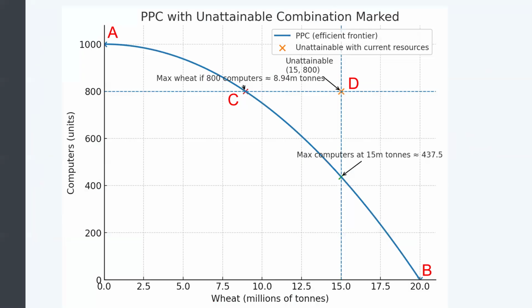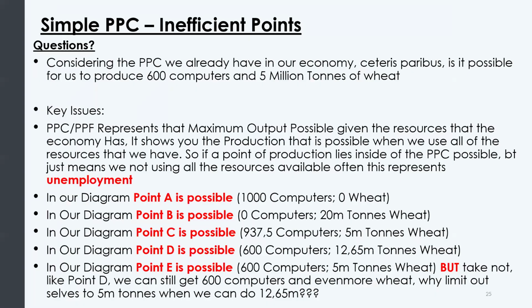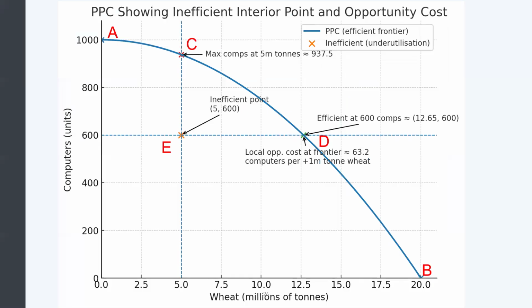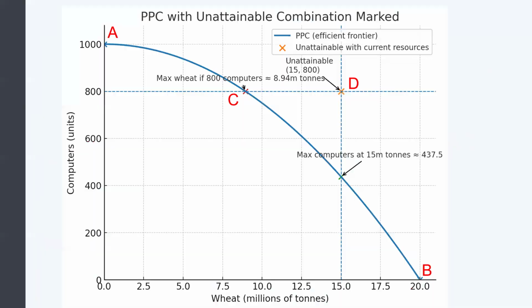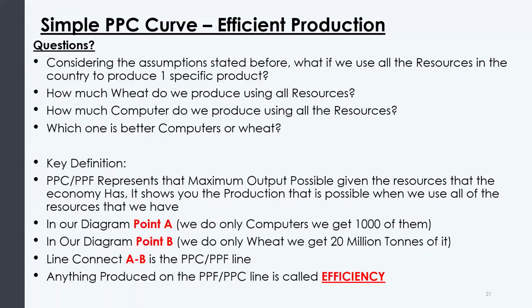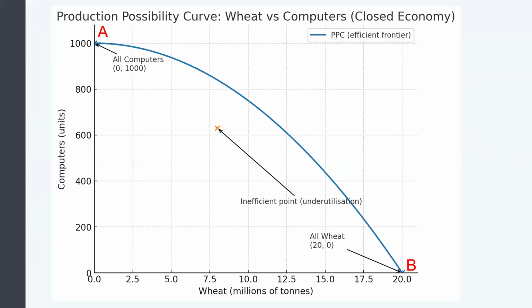Right, so I think we've talked about it. We've talked about the unattainable. We've talked about the efficiency. We've talked about the inefficiency, right? So it's just my notes. It's just that I went ahead of my notes. So we talked about the what? The inefficient point.